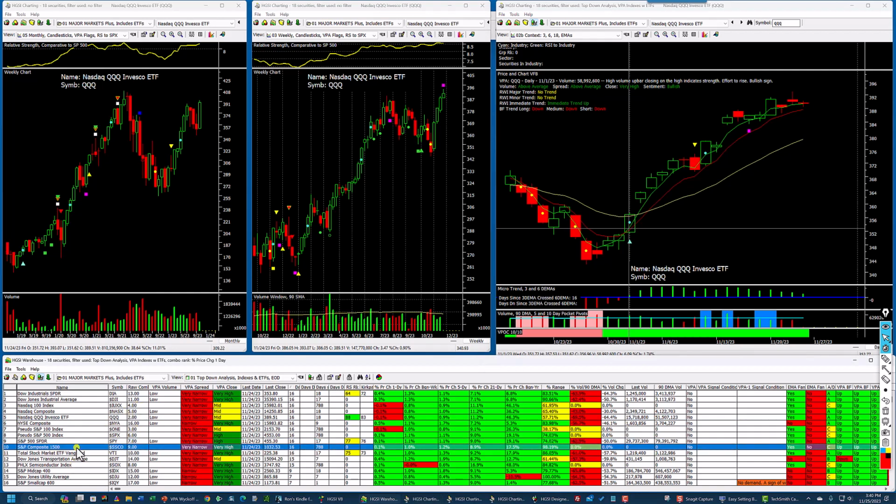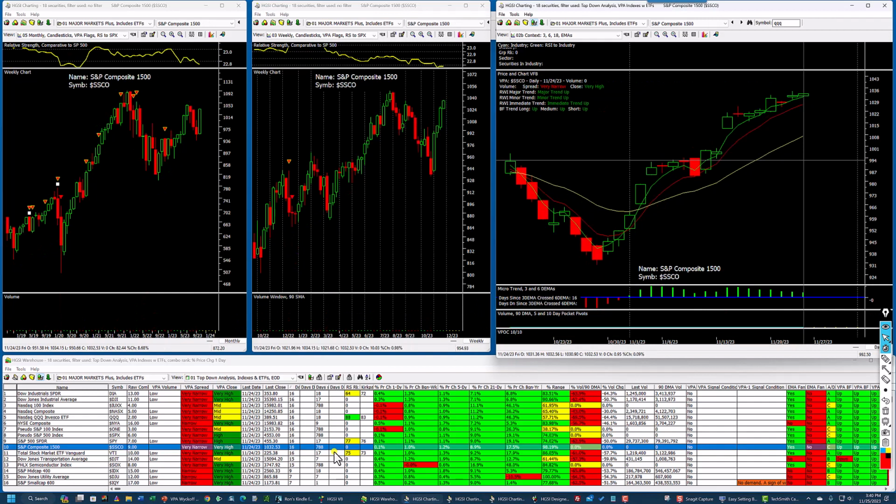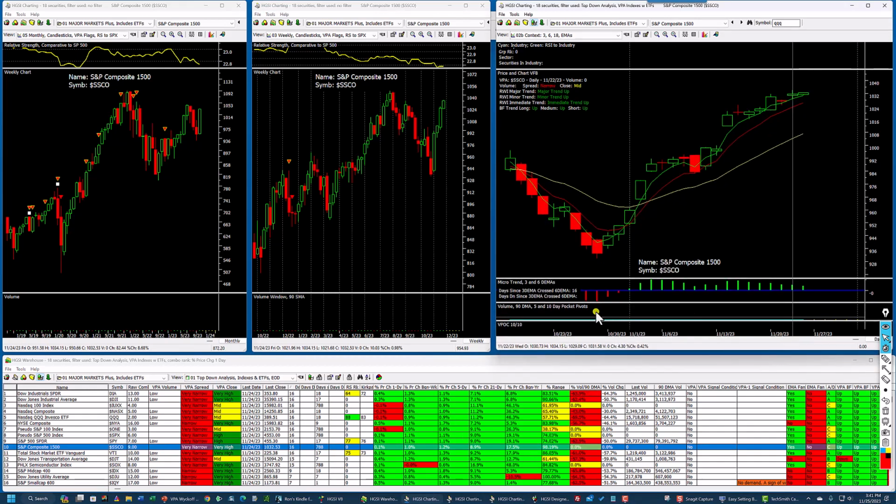Let's look at the S&P 1500. And just looking across here, this fired the same day. The index does not have volume. You can see this is blank here. So this days since the VPOC crossed means nothing without the volume. And you can see that this is empty over here as far as volume and the volume point of control. But still, we're going to get a signal based upon the 3 crossing the 6.